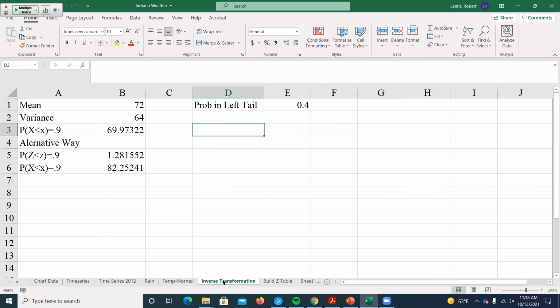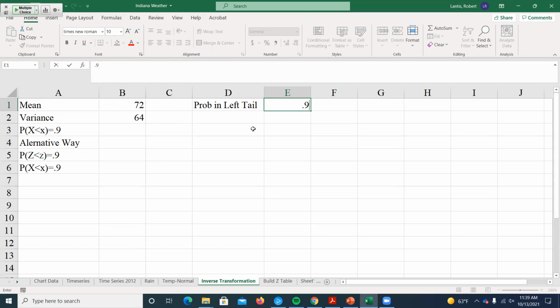So I'm going to go to this inverse transformation worksheet that I have in that Indiana weather data file. I have the exact example that we just worked through in class with that exam score. I set this up in a nice way. For right now, I'm going to delete these 3 values, just to show you how we use these functions. I've got my mean up here, my variance, and here's that area that I wanted in the left tail. So this was when I wanted to find the cutoff for the 90th percentile, or the test score that was 90% of test scores below it.